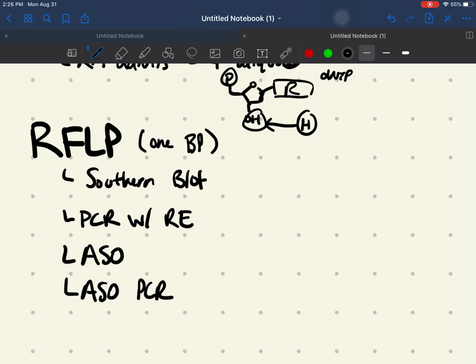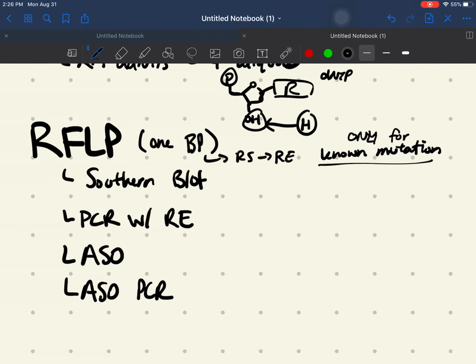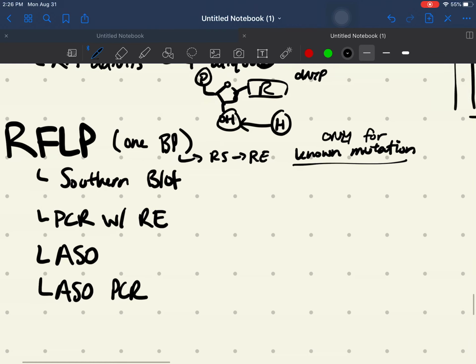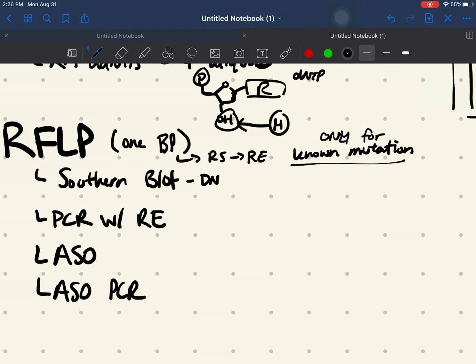Okay, so this is looking at basically the polymorphism of one base pair. So if that one base pair changes, it's going to change your restriction site for your restriction endonuclease, and thus it's not going to cut there. Okay, so this is usually only used for known mutations because if we don't know what the mutation is, then it would be impossible to test for. Okay, so only for known mutations.